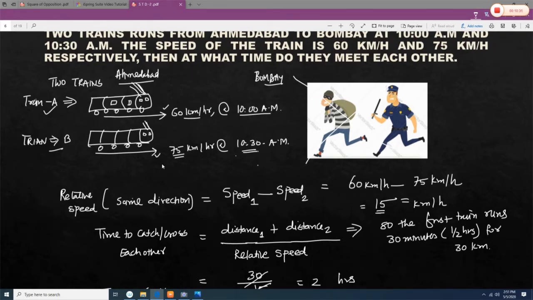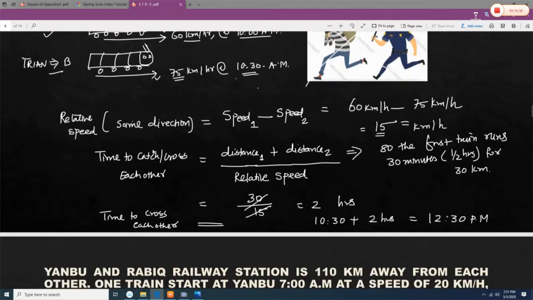The relative speed will be 60 kilometers minus 75 kilometers, which is 15 kilometers. Now we know the equation for when they meet each other is distance 1 plus distance 2 divided by the relative speed. Now what is distance 1? Let's say the train which is running from 10 a.m. in the morning runs half an hour. So in half an hour with a speed of 60 kilometers per hour, that train is going to cover 30 kilometers. Now train B is going to cover up 30 kilometers with the relative speed. So 30 kilometers, and the relative speed will be 15 kilometers because they are running in the same direction.